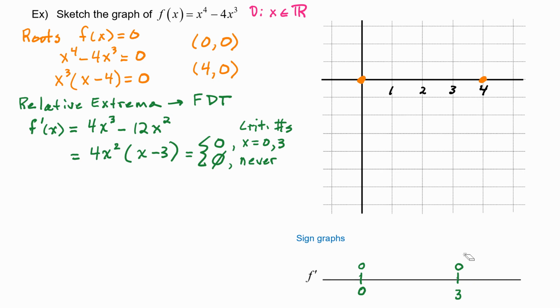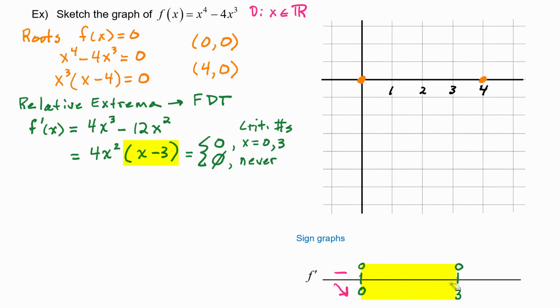Now we have to fill in with the signs. If we pick a test point over here, we could choose -1. Now this piece of the derivative is always positive because of that squared, so I'm not going to bother plugging anything in there. The only quantity that will determine the sign of our derivative is x minus 3. So remember, we had a test point of -1. If we put -1 in for x, this is negative, which means f is decreasing.